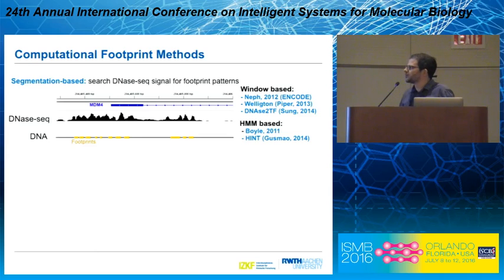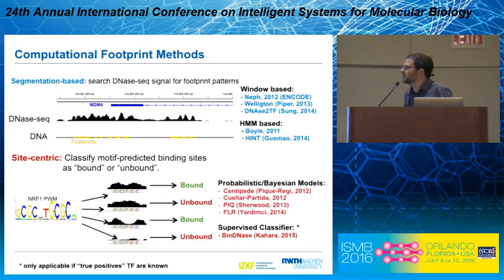was we looked at the literature, all methods which are out there, to try to find these footprints computationally. And there are two main classes of methods. One is segmentation-based, so the idea is simply that you have your DNase-seq signal, and then you try to find these footprints, so these valleys around these high peaks. And there is another class of methods which works a little bit differently. These ones usually start with a motif.